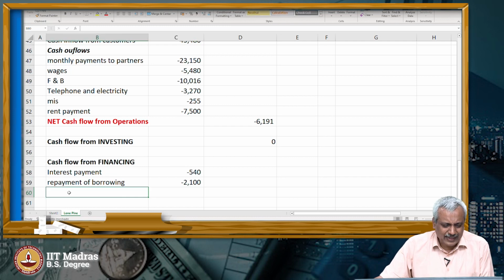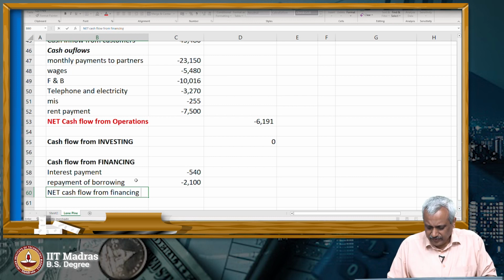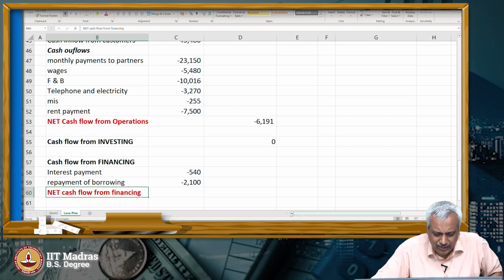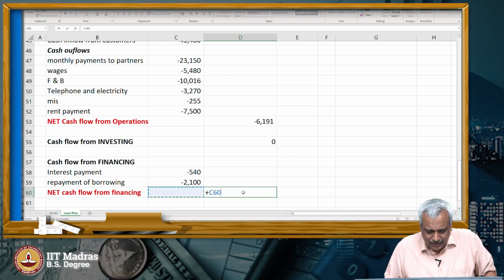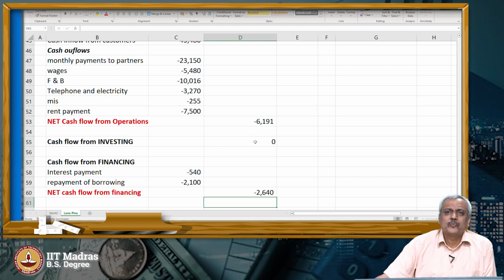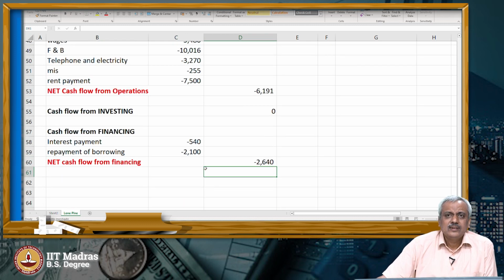So what is the total net cash flow from financing? From financing, I am just going to bold it and use a different color as usual. It is nothing but your 2,100, that is outflow, then there is this $540, this is an outflow. This is the total outflow.